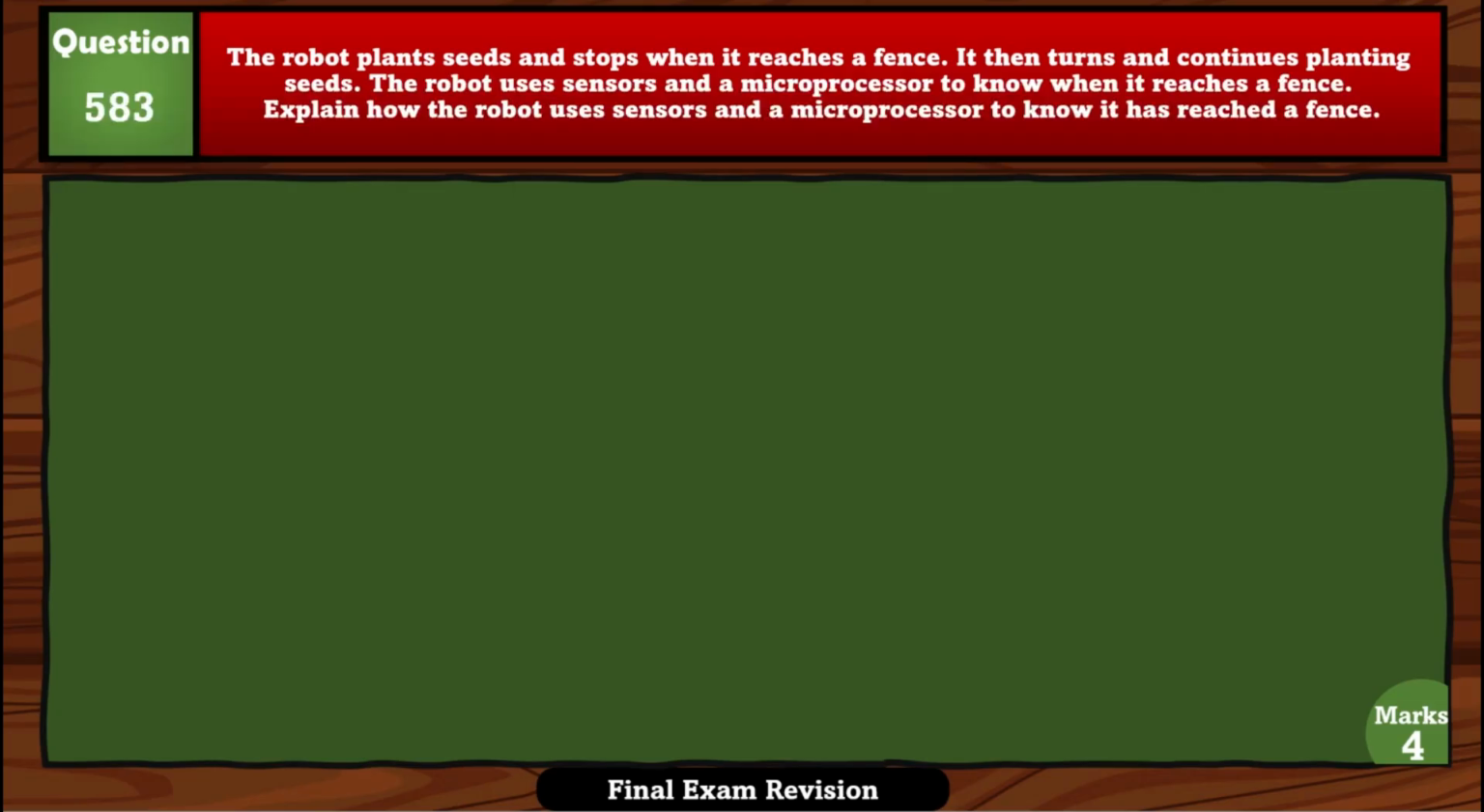Question 583. The robot plants seed and stops when it reaches a fence. It then turns and continues planting seed. The robot uses sensors and a microprocessor to know when it reaches a fence. Explain how the robot uses sensors and microprocessor to know it has reached a fence.